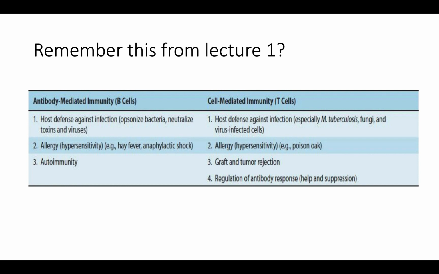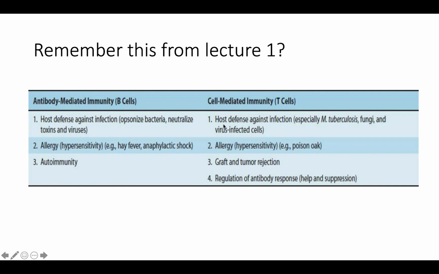So if you remember this from the first lecture, our antibody mediated B cell response will mount our defense against infection by opsonizing bacteria. This we knew with our antibodies. Neutralize toxins with our antibodies, and viruses with our antibodies. They mediate allergy and hypersensitivity, the four types of hypersensitivity. And then the autoimmune reaction against your own cells can also be part of your B cell. Now we know a lot more information here.